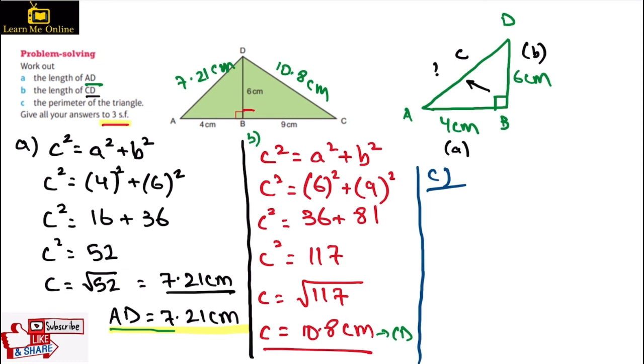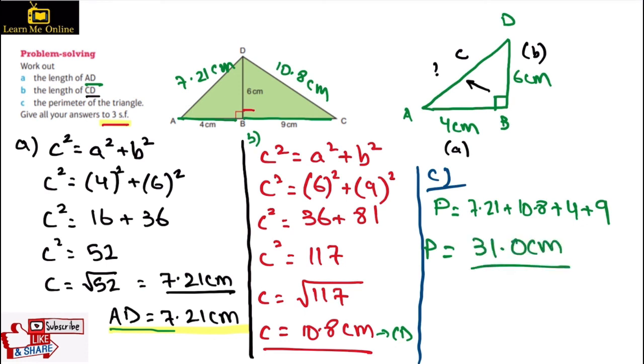To find the perimeter is adding all the lengths. So I'm going to write that now. To find the perimeter, it would be 7.21 plus 10.8 plus the other length, which is 4, and the other length, which is 9. So adding all of them together, we would have a perimeter of the shape equal to 31.0 centimeters.